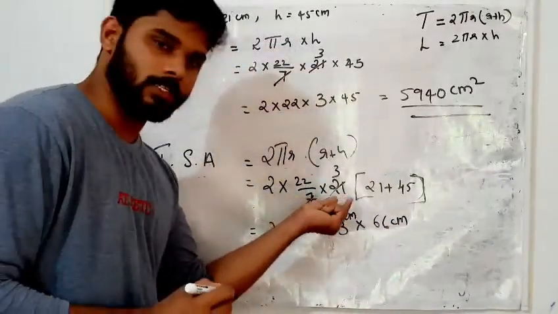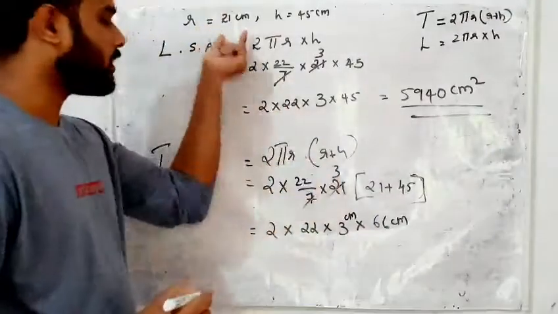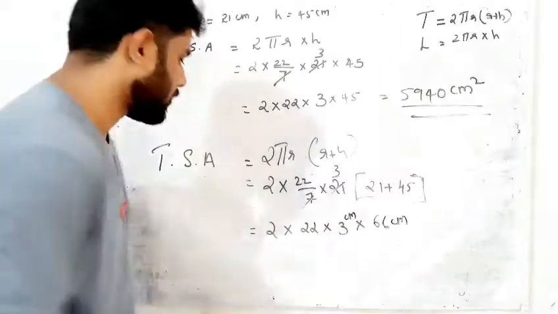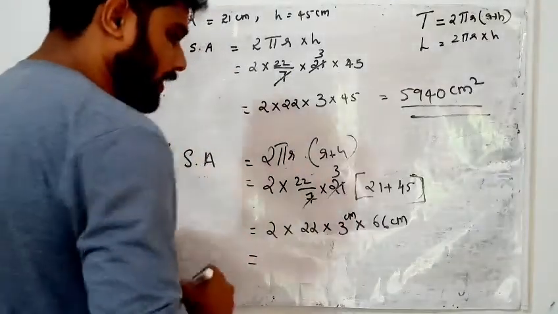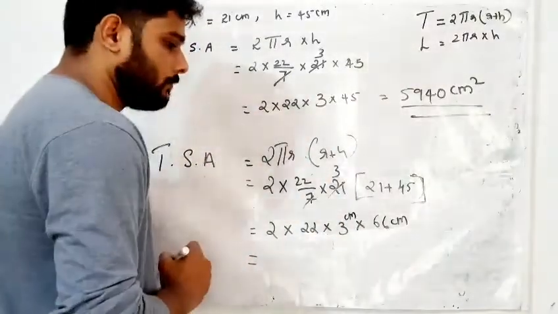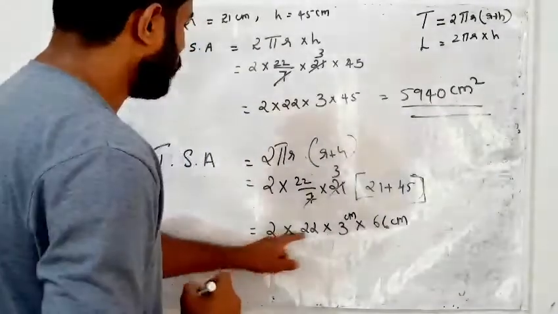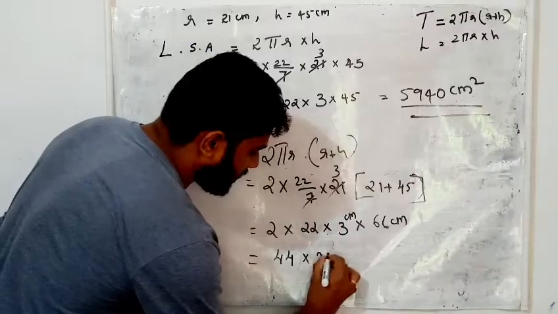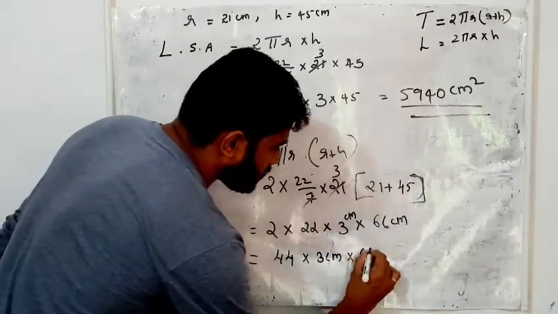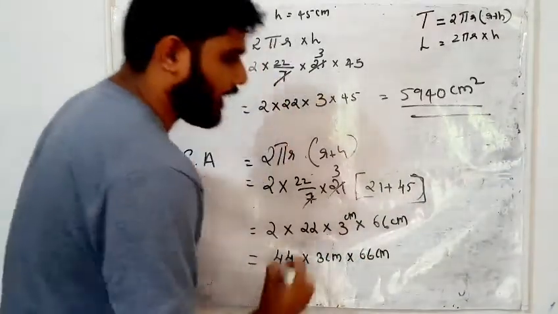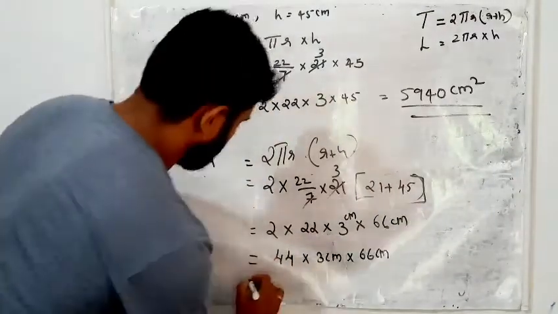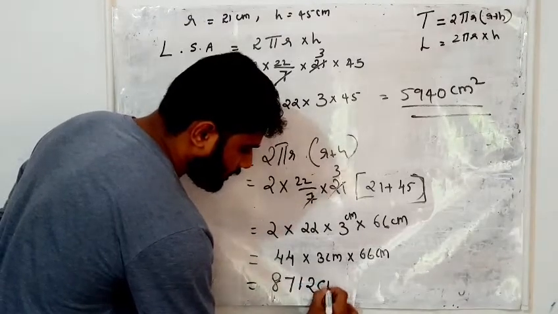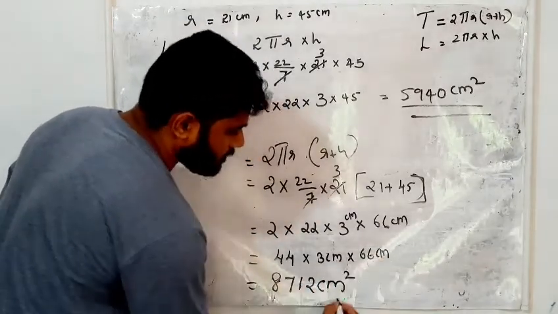Here also 21 is there, r is 21 centimeter, clear? So the remaining 3 centimeter into 66 centimeter. If you multiply, then you will get 2 into 22, 44 into 3 centimeter into 66 centimeter. The final answer will be 8712 centimeter square. Centimeter into centimeter, centimeter square.